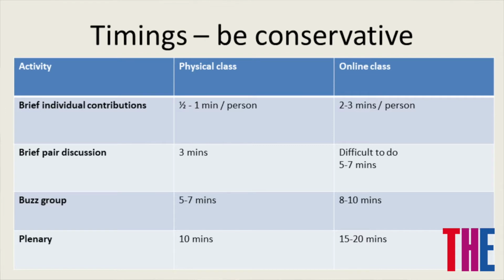Especially short activities tended to take much longer than in a normal classroom setting. So a 2 to 3 minute buzz group working with a neighbor would suddenly take 5, 7, 8 minutes. A short plenary, instead of taking 5, 8, 10 minutes, would suddenly take 15 to 20 minutes.